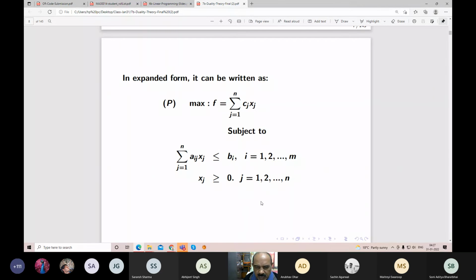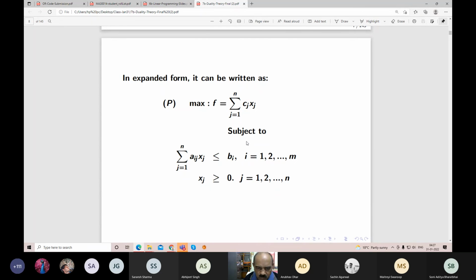Let us assume bi is non-negative. Nothing is mentioned here, so I am assuming bi is non-negative. For example, in the first problem, I have taken 10, 11, 16 as b1, b2, b3. If you are using the primal simplex method, we have to introduce slack variables. Yes or no? Yes, sir. Generally, slack variables are non-negative. I have to mention it is non-negative.